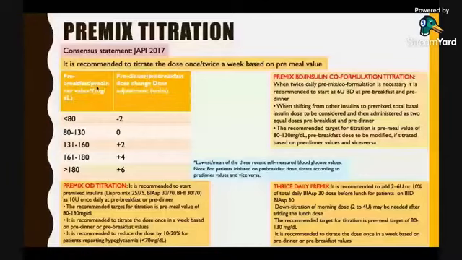And if you are using premix BD from the very start and you are very conservative, you can start as low as 6 units. It's important to start. It is not the type of insulin you're using, but it is very important to start the insulin.